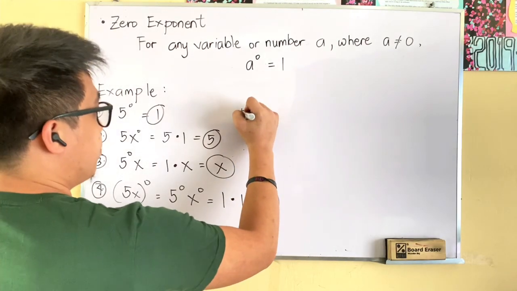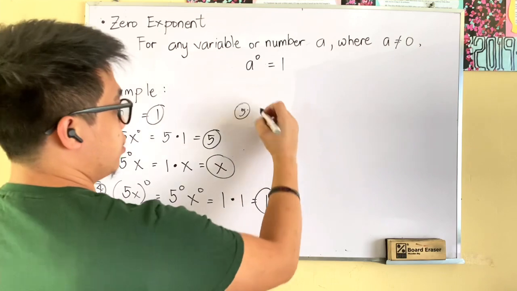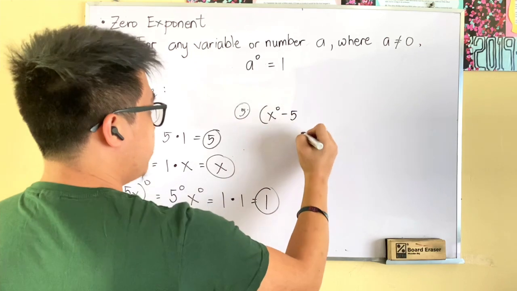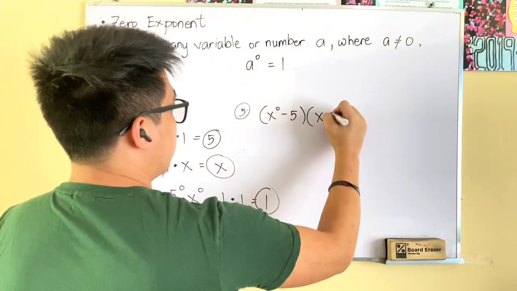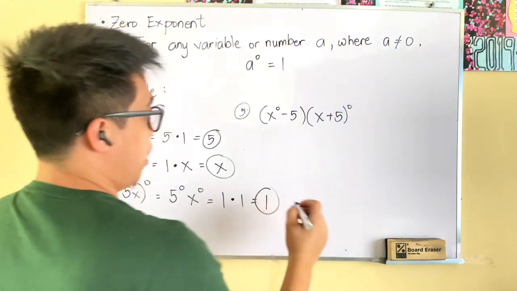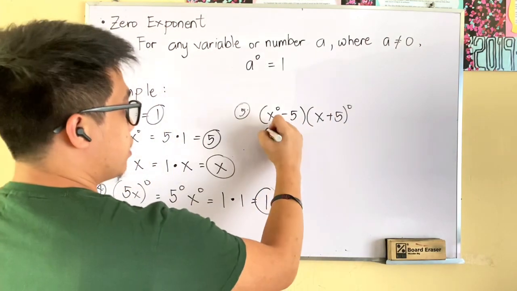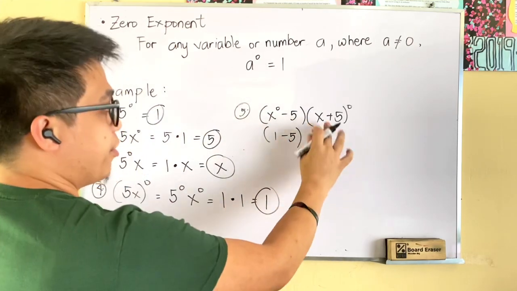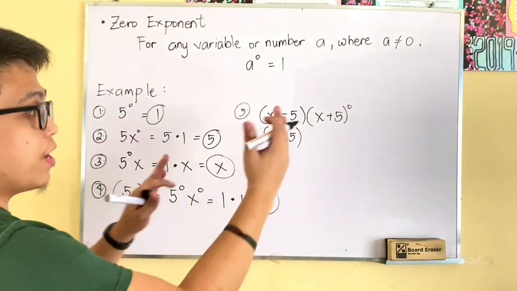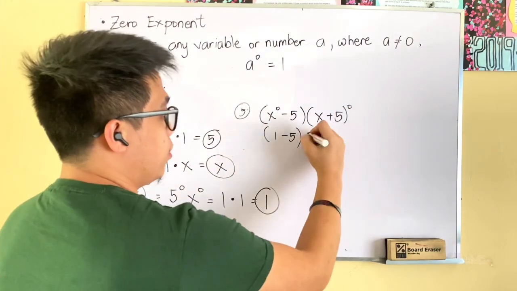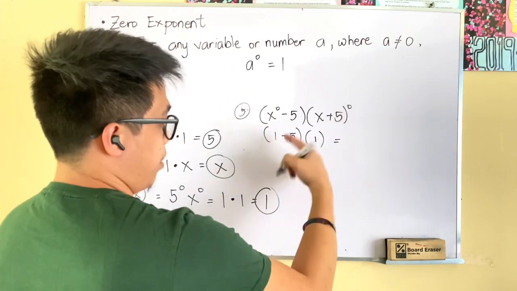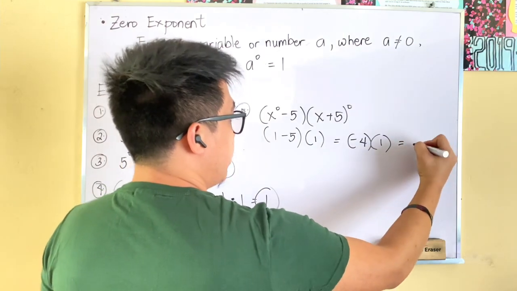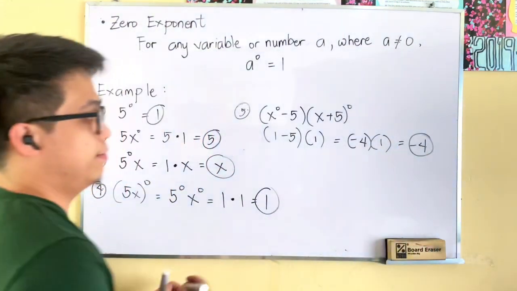Okay, continue natin. Magkaroon tayo ng isang equation, or isang expression. X raised to 0 minus 5 times x plus 5 raised to 0. Paano gagawin? So, x raised to 0 is 1, of course, minus 5. As you can see here, x plus 5 is raised to 0. Any number raised to 0 is equal to 1. So therefore, 1 minus 5 is negative 4 times 1. So our final answer is negative 4.